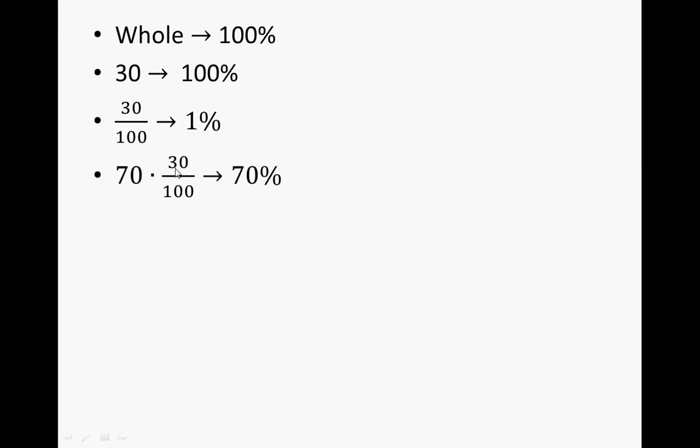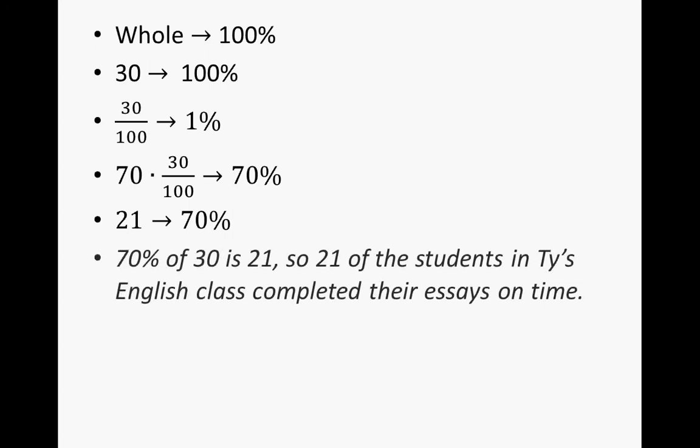Then, because we want 70%, we multiply both sides by 70. So 70 times 1% is 70%, and 70 times 30 over 100, which would give us 2,100 over 100, reduces to 21. So 21 corresponds with 70%. So 70% of 30 is 21, so 21 of the students in Ty's English class completed their essays on time.